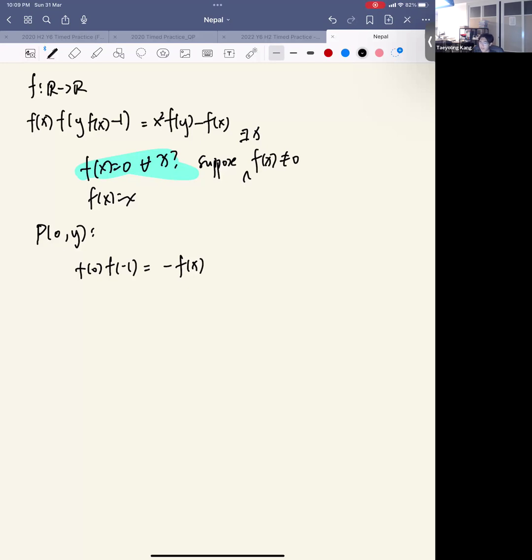Yeah, and sorry, it should be f(y)(f(0) - 1) should be equal to f(y) - f(0). Yeah, so that gives us that.